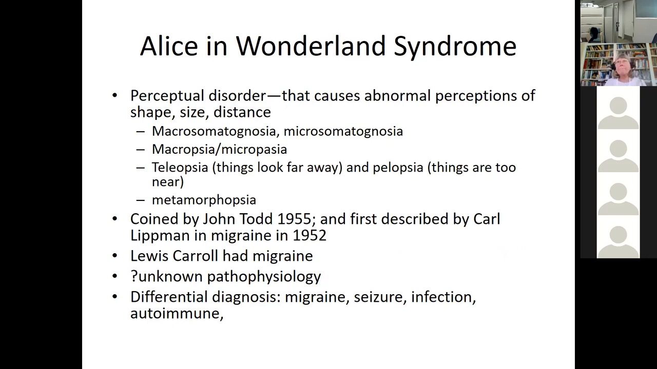I think Dr. Paz Sodan did a grand rounds on this. This is a perceptual disorder, and it causes people to see things in different shapes and sizes. So you can have macrosomatognosia or microsomatognosia. That means that your body has places that are bigger than normal or smaller than normal, or that you feel like you're bigger than you should be or smaller than you should be, or things are far away, so that's teleopsia or peleopsia.